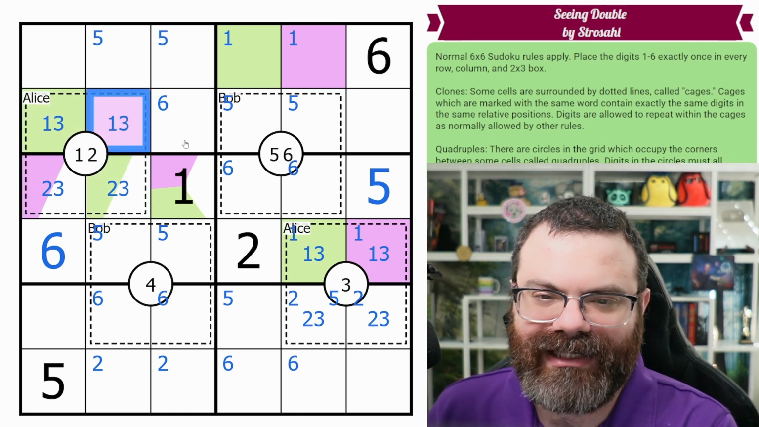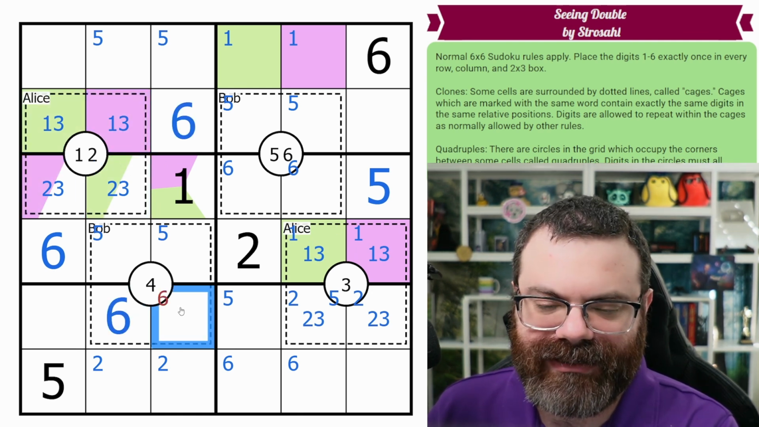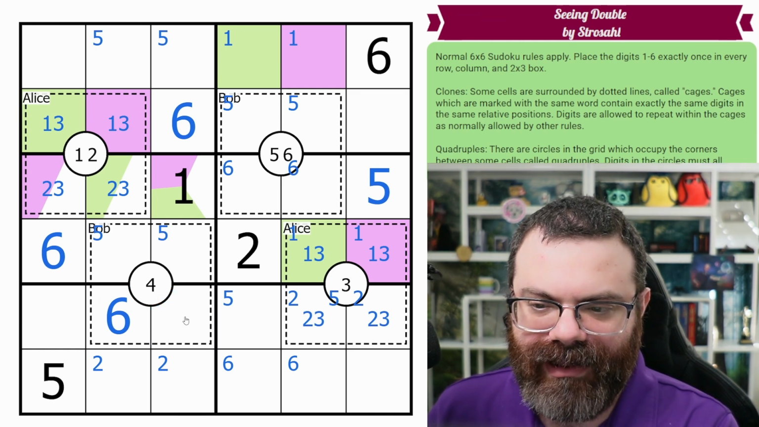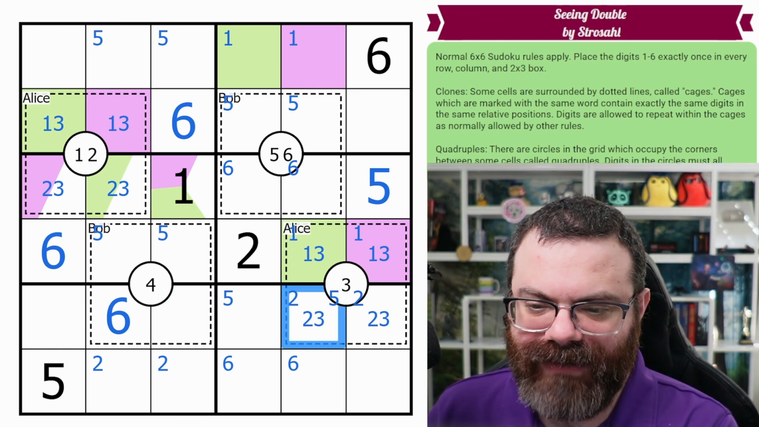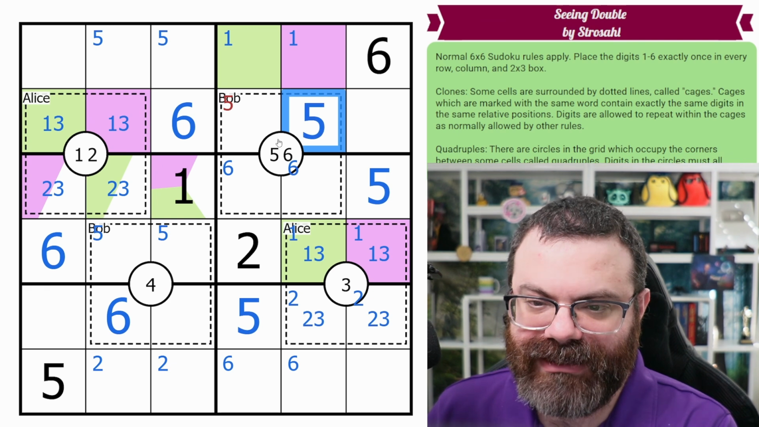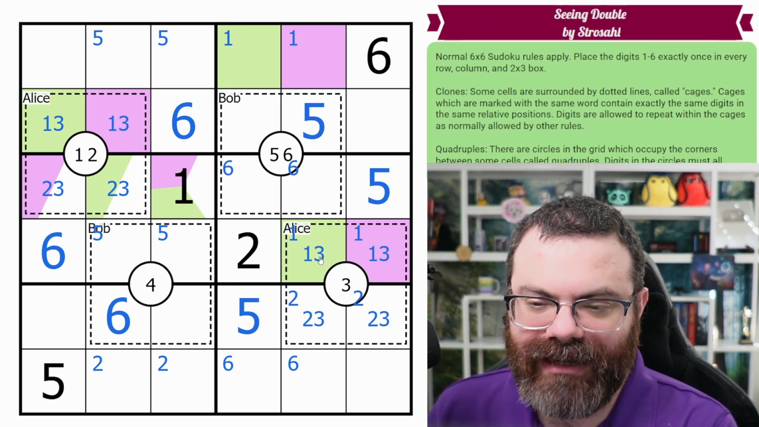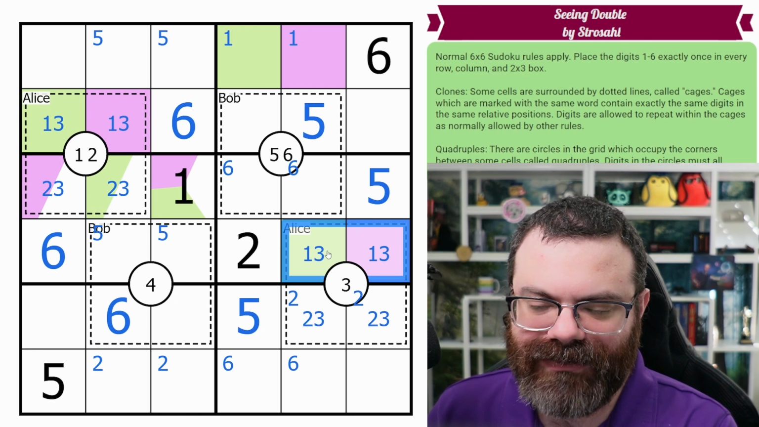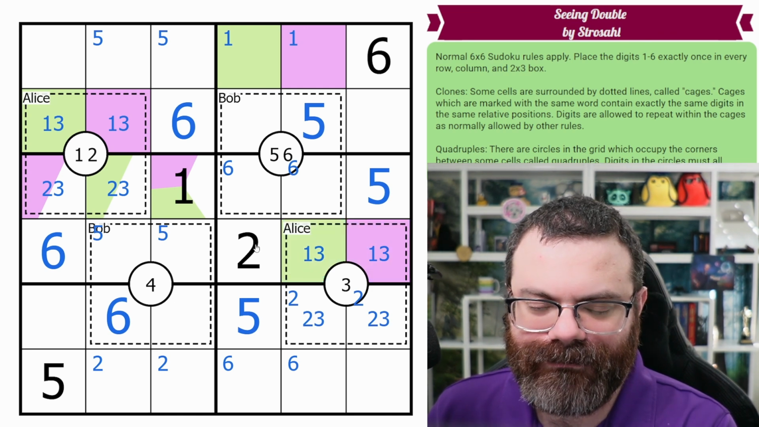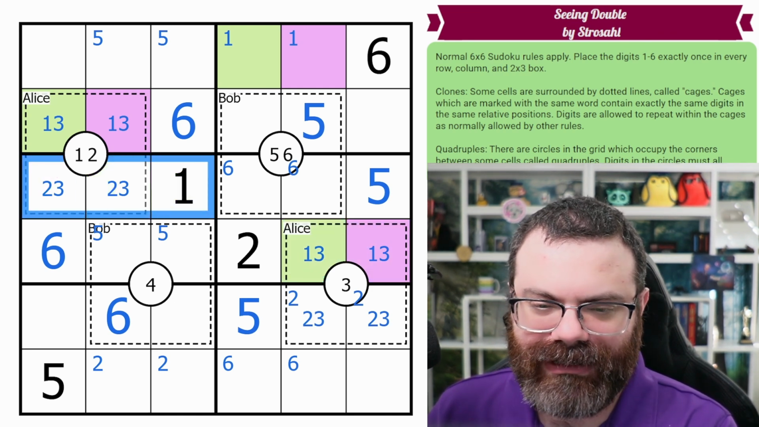And this also can't be a 6, which places this 6 and this 6. Very nice. This can't be a 5, which places this 5 and this 5. Very nice. Okay, that's neat. I don't know if I need these colors anymore, but I guess I might as well keep them. Maybe I don't need these colors, though. I don't think that's necessary.